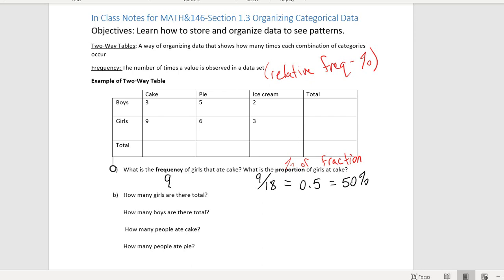Now, if we're using this two-way table to discuss how many girls there are total, we're going to have 9 girls that ate cake, 6 that ate pie, and 3 that ate ice cream, so we're going to have 18 girls total. So we're going to look at the total of that row. How many boys are there total? Well, there's 3 plus 5 plus 2, so we had 10 boys total. And then if we want to look at the total of people that ate cake, we're going to have 3 plus 9, so we're going to have 12 cake eaters total. For pie, we would have 11. And just for fun, for ice cream, we would have 5.